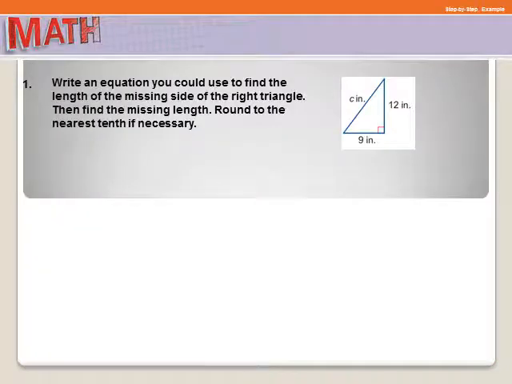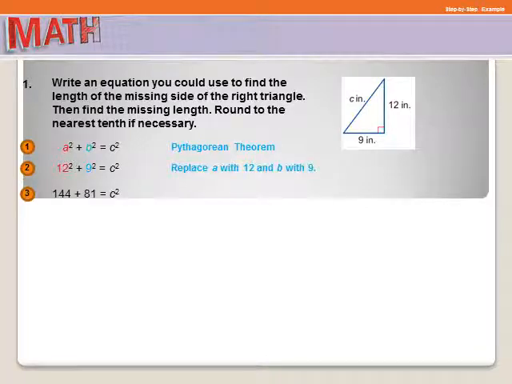So now we are going to write an equation that we can use to find the length of the missing side of this triangle. So we need to get the value of C. So C^2 is going to be equal to A^2 + B^2, which is 9^2 + 12^2. So 12^2 is 144 and 9^2 is 81. So 144 + 81 equals C^2. Now we got that C^2 equals 225.